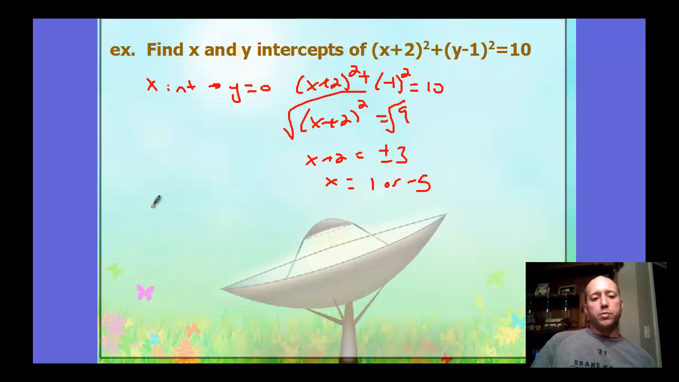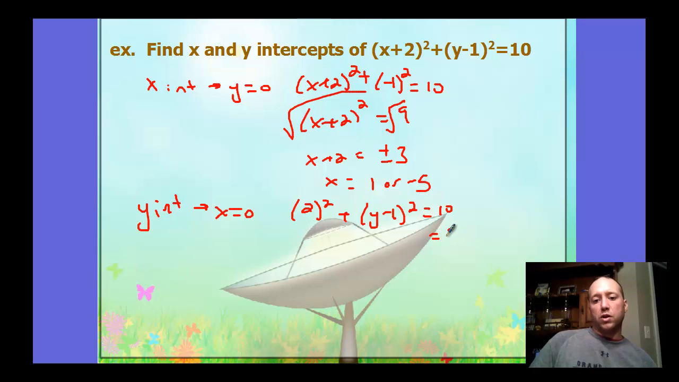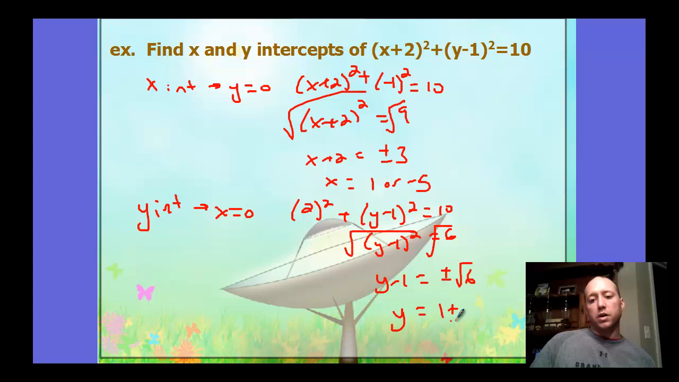For the y-intercept, we can do that again. For the y-intercept, we're going to let x equal 0. So we're going to get 2 squared plus (y - 1) squared equals 10. So we have 4, subtract 4 gives us 6 over here, and (y - 1) squared. So we can square root both sides and get y minus 1 equals plus or minus root 6. Then add 1, so y is 1 plus or minus root 6.